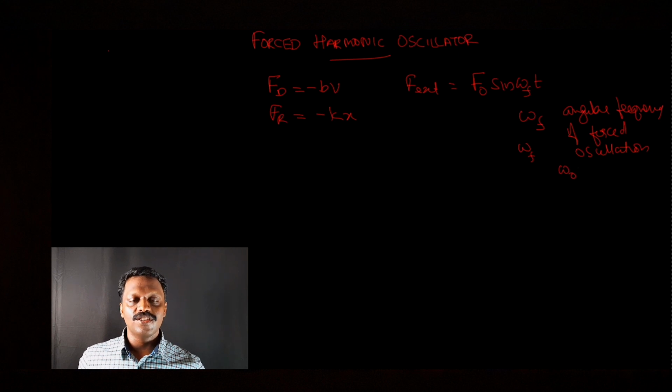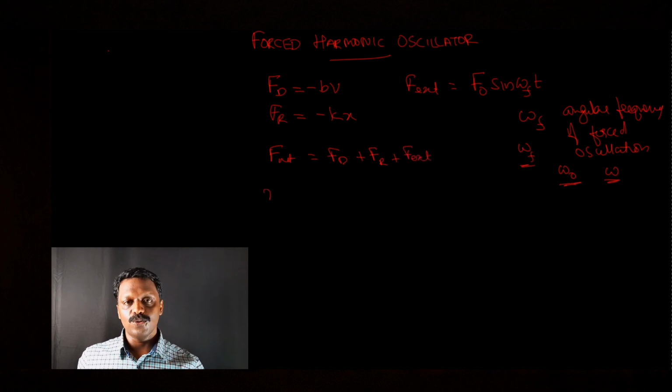So the net force on the system will be the sum of all these forces, that is the damping force, the elastic restoring force, and the external periodic force. Now the net force can be written as ma, as in the case of the damped harmonic oscillator system, so that the total force is ma equal to negative bv negative kx plus F0 sin ωf t. Taking the damping force and the restoring force to the LHS and writing in differential form, we have acceleration d²x/dt² and velocity dx/dt.